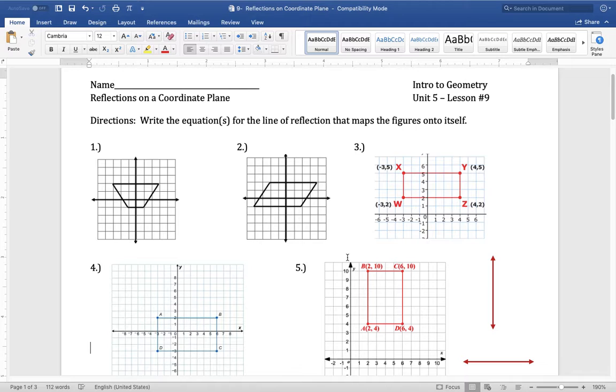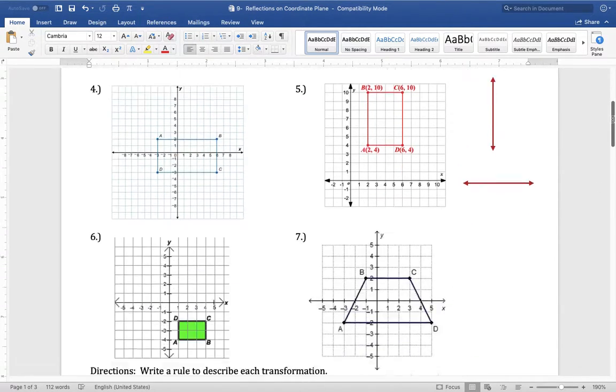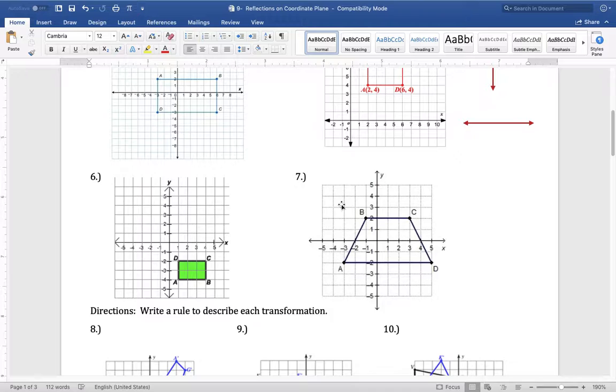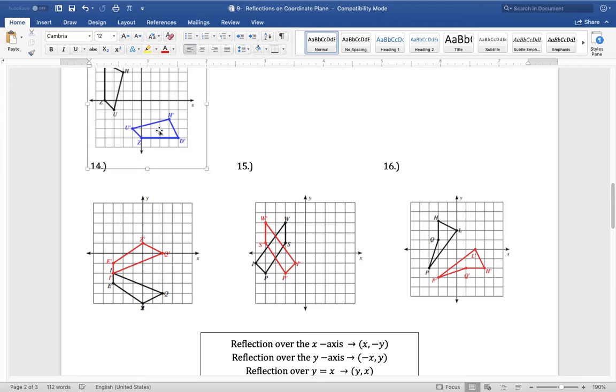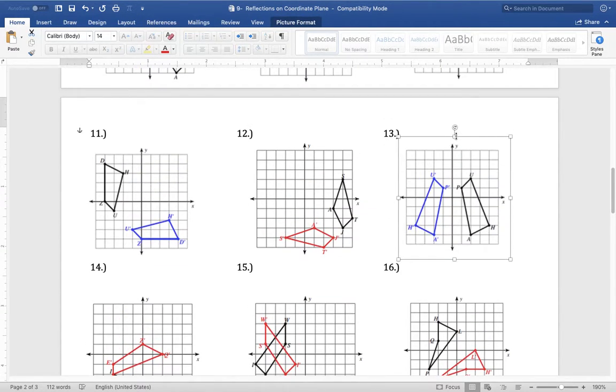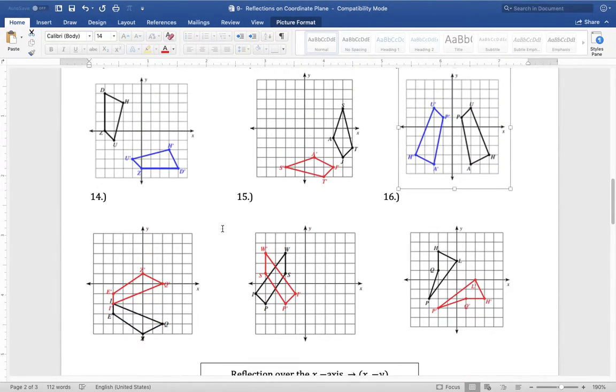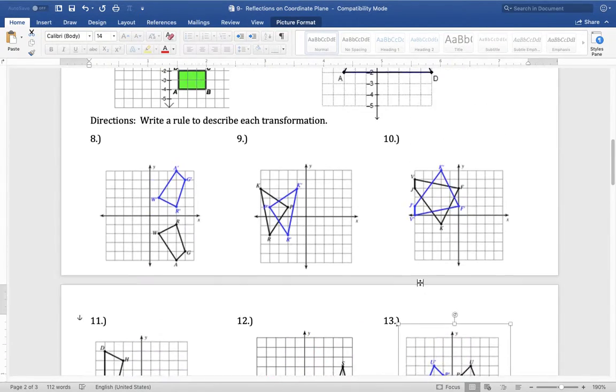What we're looking at today are reflections, and we already did reflections just in general. We did symmetry. We constructed a reflection, but today we're going to look at reflections on the coordinate plane. So our goal, at least with the first set of problems, all the way up to question 16, is figuring out which lines we can put on this graph so that the shape would fold over onto itself or the shape would reflect onto itself.